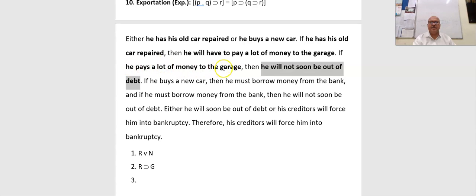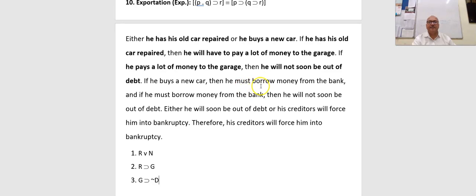So he pays a lot of money to the garage, for that we have adopted a symbol G, and G implies he will not soon be out of debt. So he will not soon be out of debt is a negative statement, right? So we have to write negation, and then out of debt we can write D. So he will not soon be out of debt is symbolized as negation of D. Now look at the fourth statement.